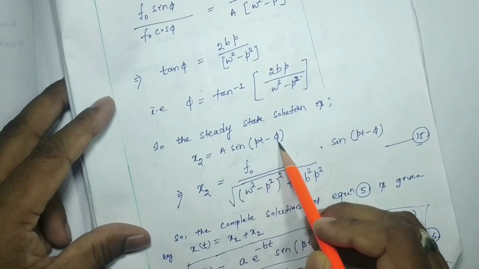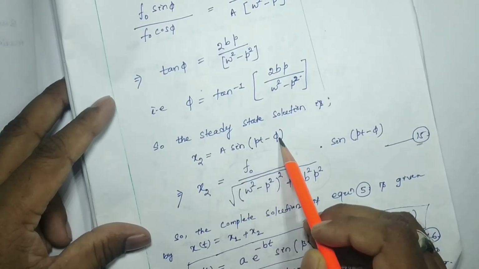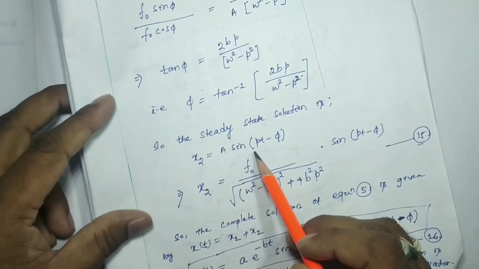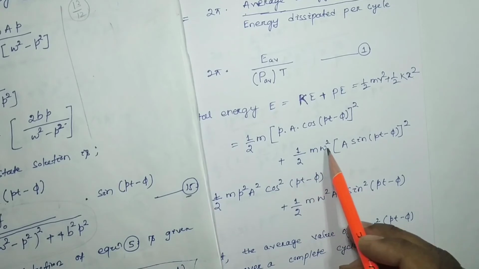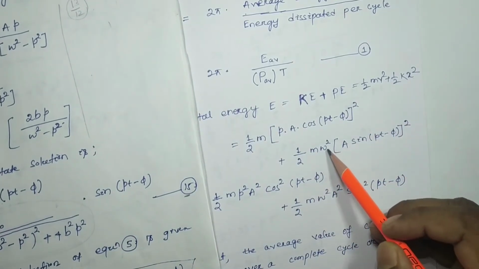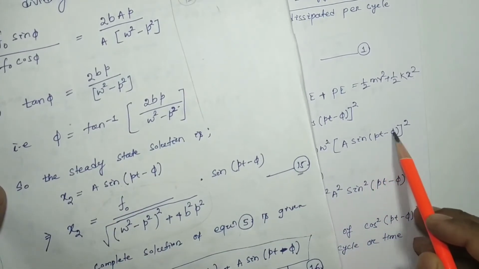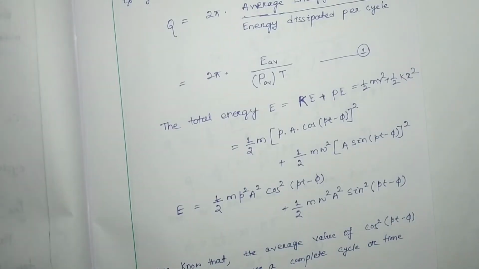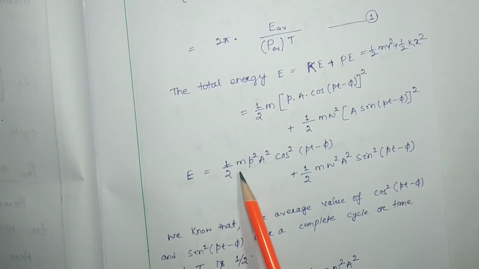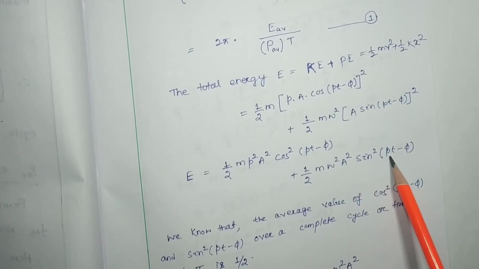So here x is equal to a sin(pt minus phi), and dx by dt, the velocity, will be p a cos(pt minus phi), the first derivative of this. So we write half m times (p a cos(pt minus phi)) whole square plus half k x square. We know that k by m equals omega square, so k equals m omega square, and half k can be written as half m omega square, with x equal to a sin(pt minus phi) whole square. So this will be half m p square a square cos square(pt minus phi), and this will be half m omega square a square sin square(pt minus phi).